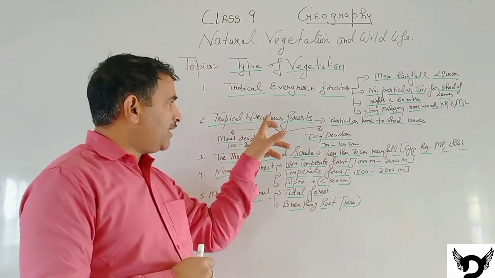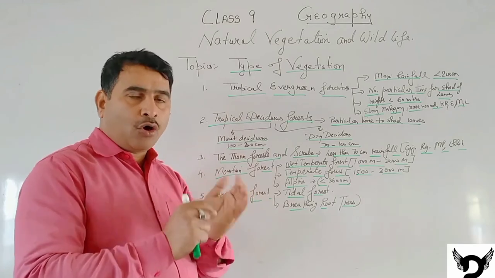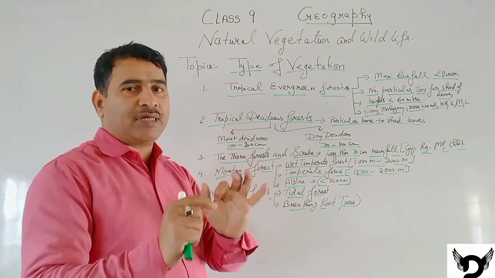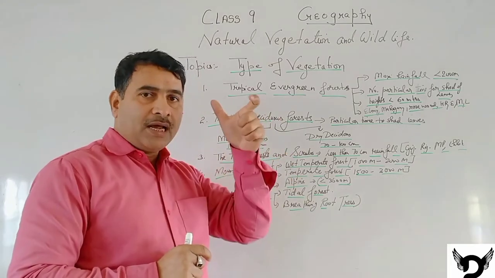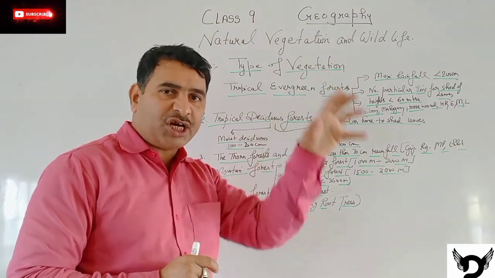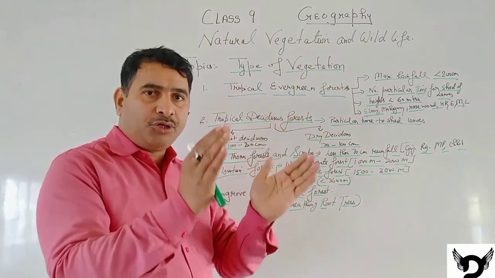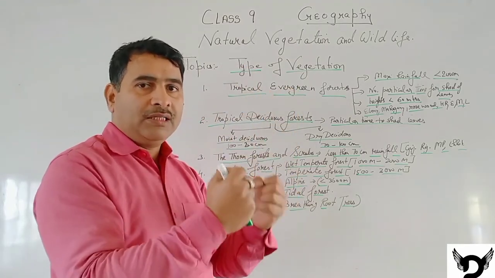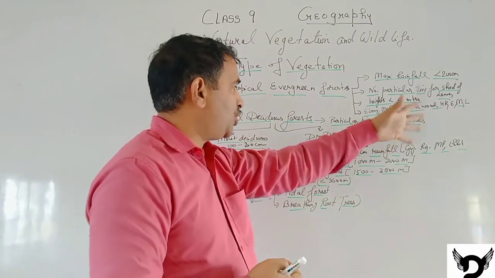Tropical deciduous. The word here is deciduous. Tropical is the same as before. The rainfall may be around 200 cm to 100 cm. The word to be discussed is deciduous. Deciduous means plants or trees which have a particular time to shed their leaves, a particular duration of time where the leaves fall. Those plants are known as deciduous forests.